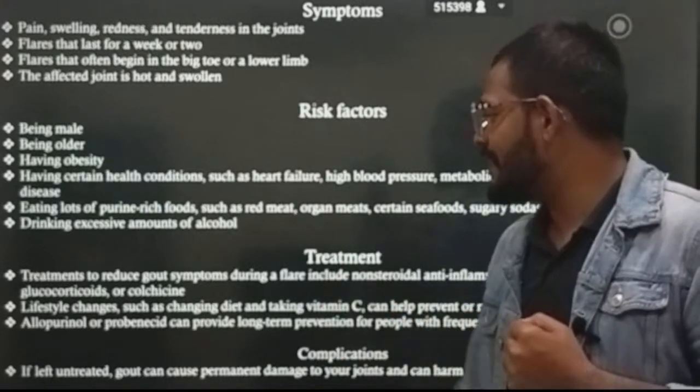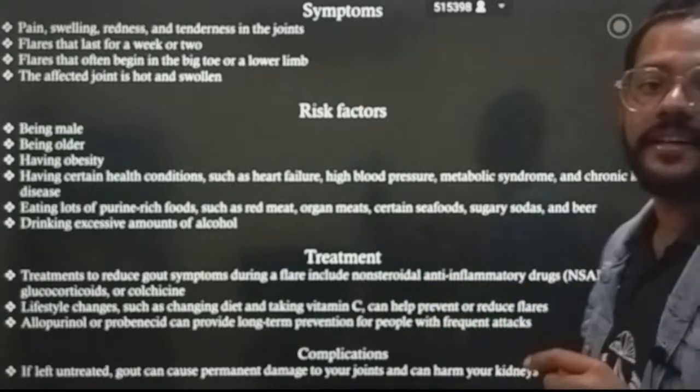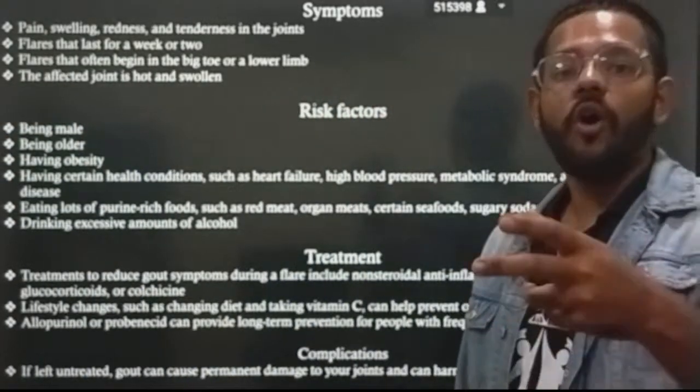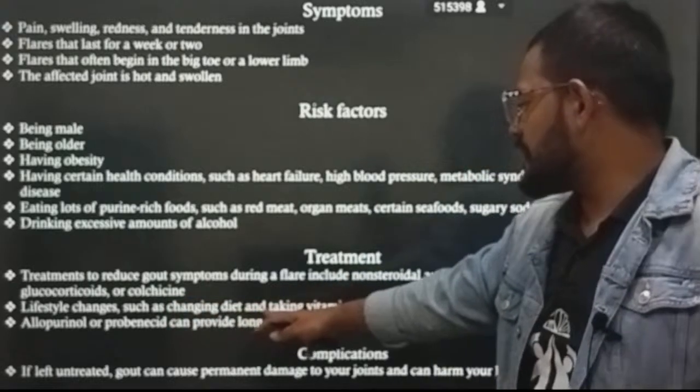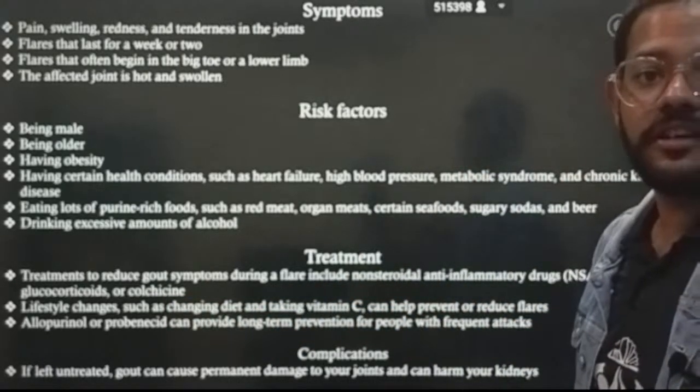Okay, next is treatment. To reduce gout symptoms during a flare, options include non-steroidal anti-inflammatory drugs, NSAIDs, glucocorticoids and colchicine. These are the drugs which are used to decrease gout. Lifestyle changes such as changing diet and taking vitamin C can help prevent and reduce the flare.